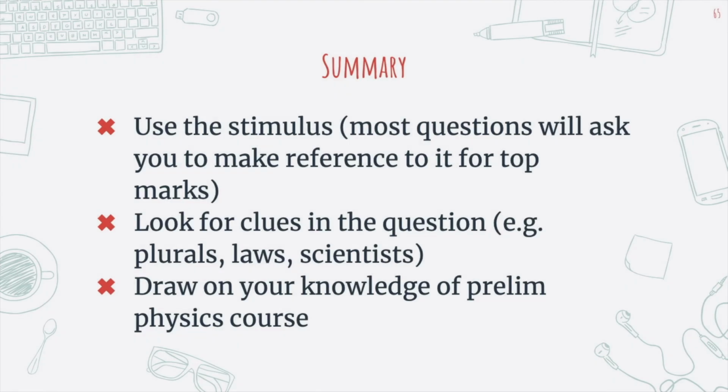So in summary, be sure to use the stimulus that's provided by the examiners. Most questions will ask you to make reference to it in order to get into the top tiers of the marking criteria. You should also look for clues in the questions, things like the use of a plural. That is as simple a way to enter into the top tier of the marking criteria by providing multiple examples as opposed to a single example.